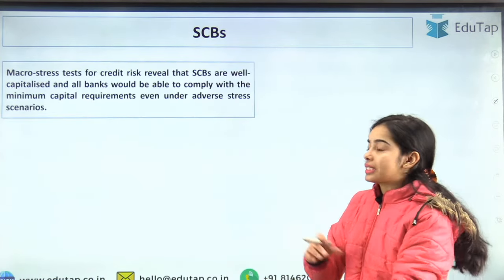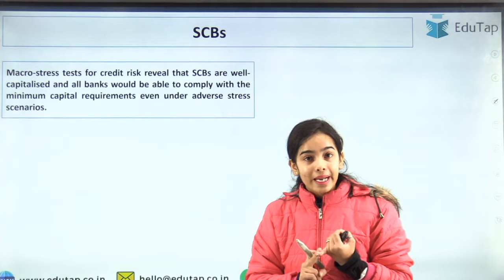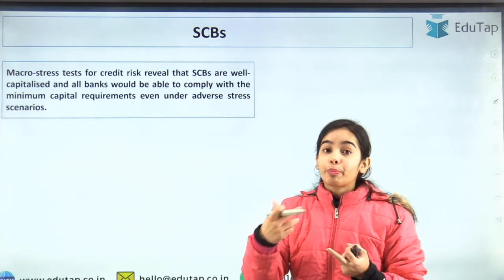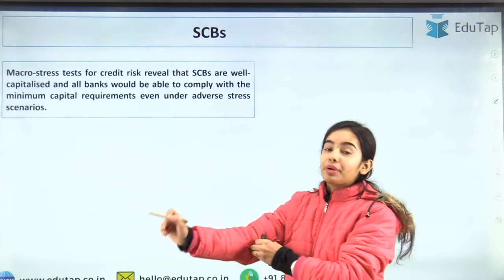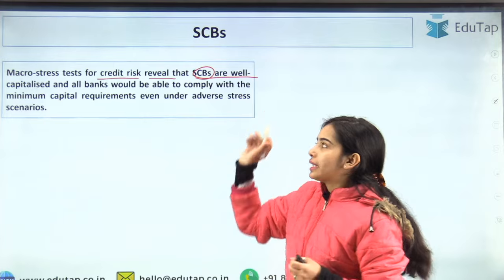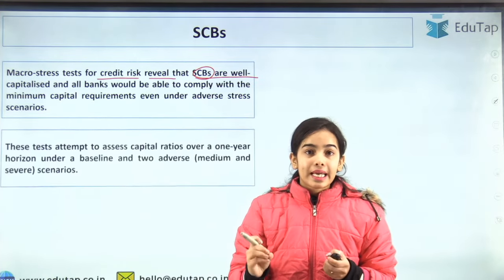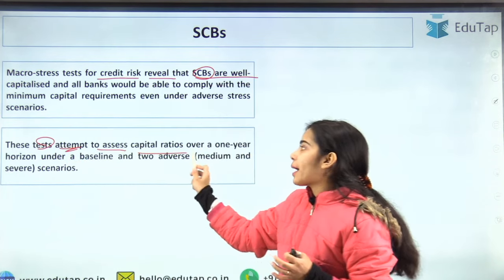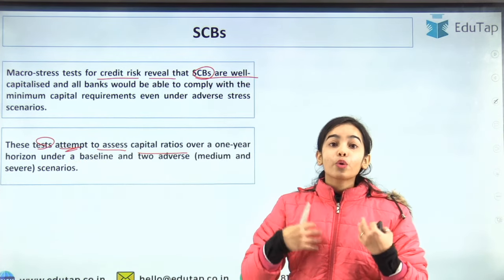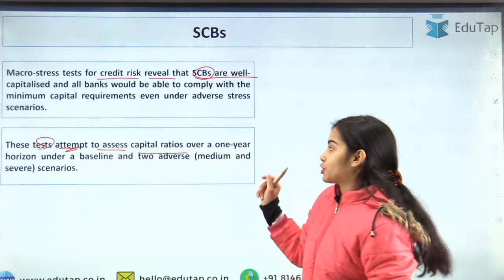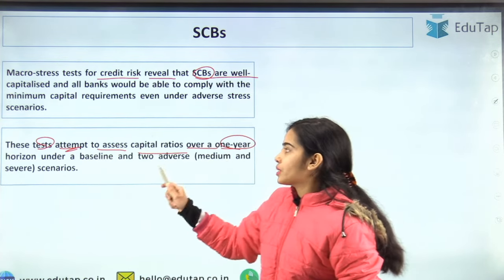Next is macro stress test. So we have seen that the NPAs, that is the asset quality, is maintained good. The capital buffers are maintained good. The profit is quite good also. Now coming to macro stress test. For credit risk, it reveals that SCBs are well capitalized. Macro stress tests are tests that attempt to assess the capital ratios, how good the capital ratios maintained by the banks, here the scheduled commercial banks, are over a 1 year horizon.